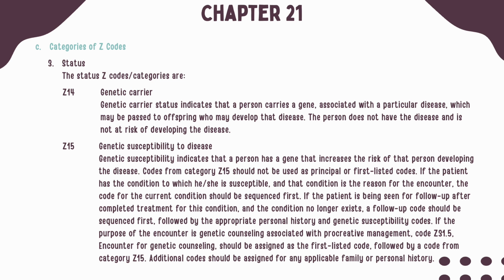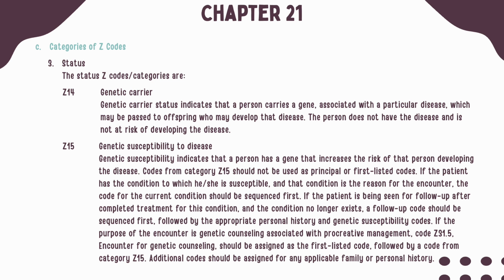Z14 for the genetic carrier indicates a person carries a gene that is associated with a particular disease that can be passed to offspring who may develop that disease. A carrier does not have the condition and they are not at risk of developing the disease.